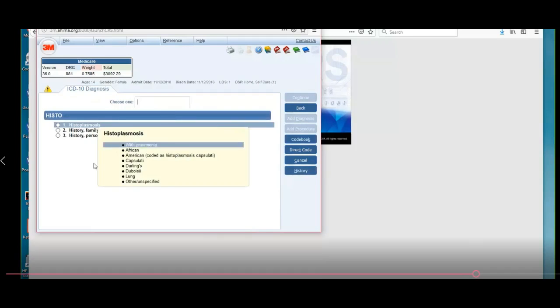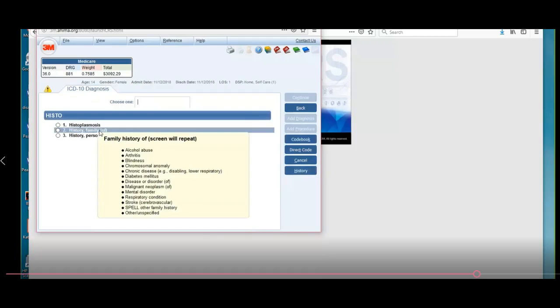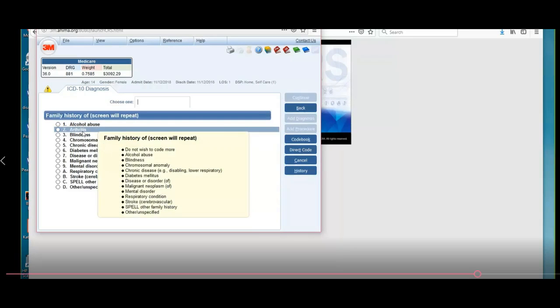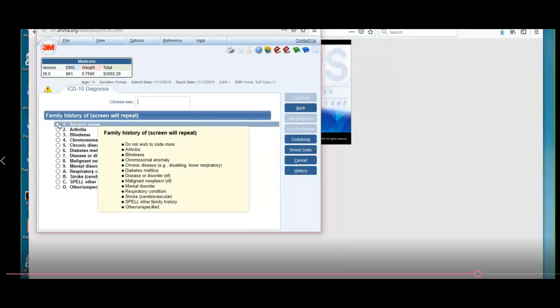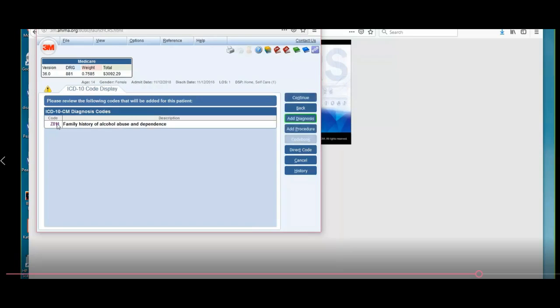We're going to do history, and then it's important here, personal is if the patient currently has it, family is if the patient's family has it. So we're going to pick family, and then we're going to do the alcohol abuse, and there weren't any other conditions listed, so we're going to pick no more.